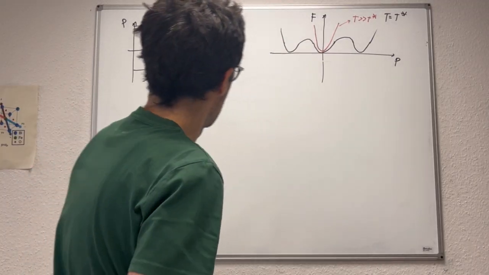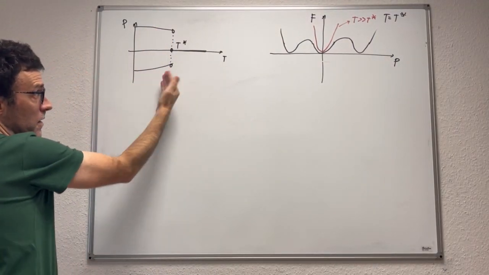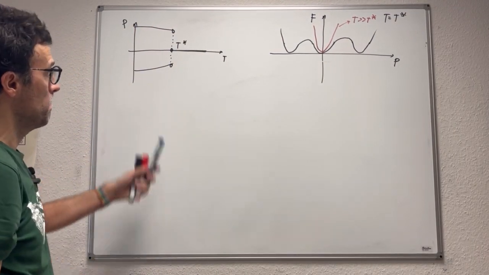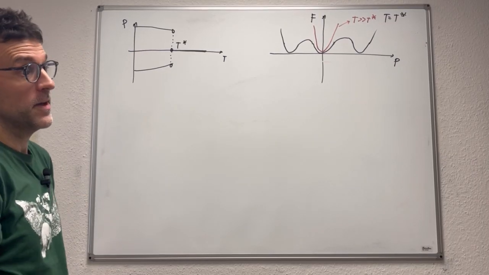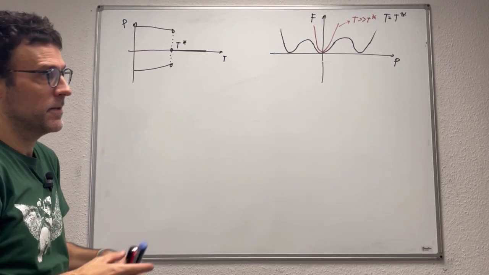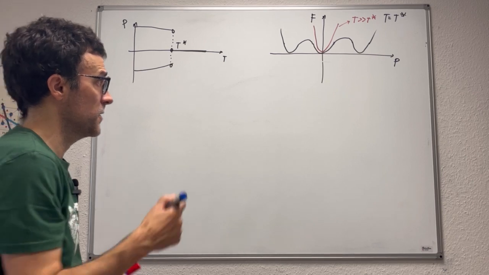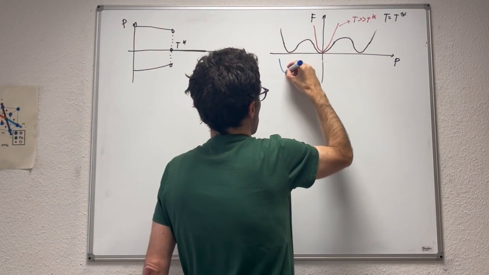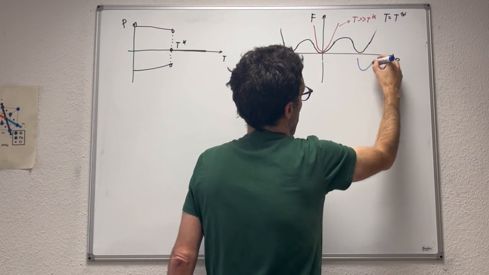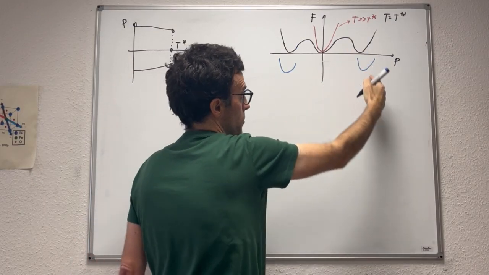And the third thing that we know about our system is that at low temperatures, the dominant minima, the lowest free energy minima, correspond to a finite value of the polarization. So we can draw them, maybe like this. They are obviously coming from those two.